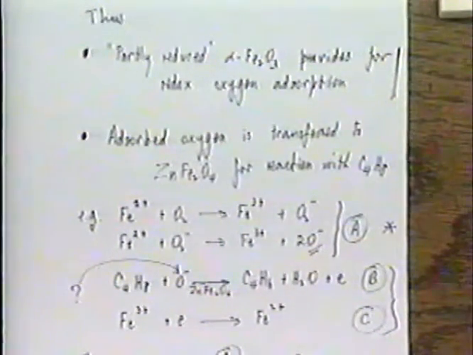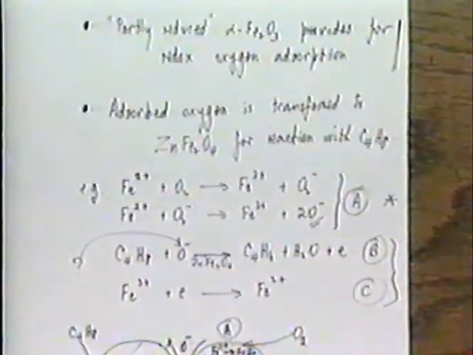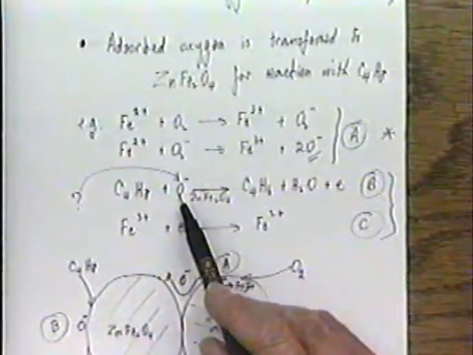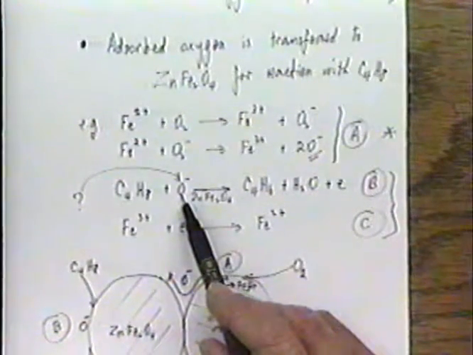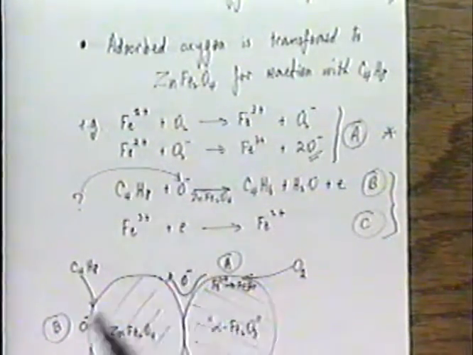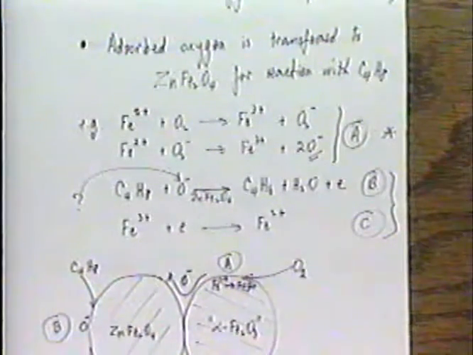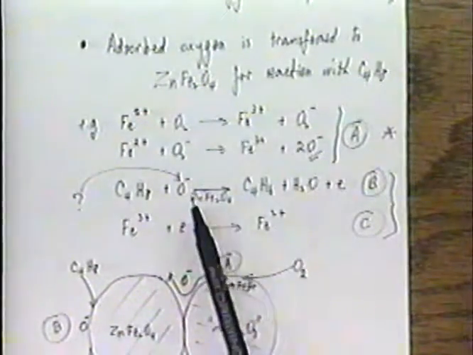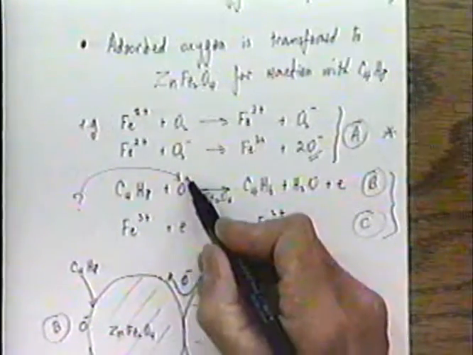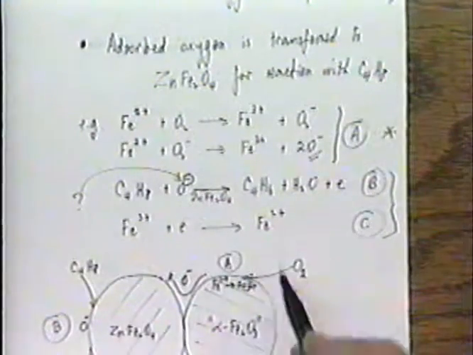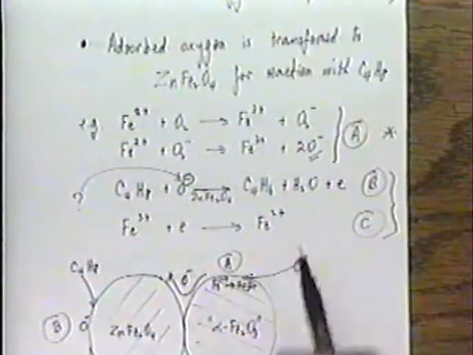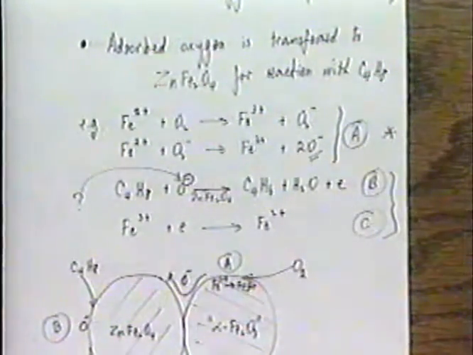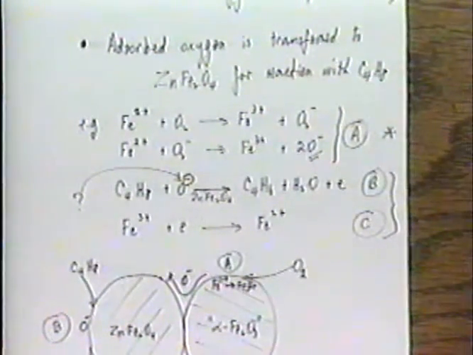The basic catalytic dehydrogenation process is as written here, in which on the surface of the zinc ferrite, an adsorbed oxygen interacts with adsorbed butene, pulls 2 hydrogens off. In the process of that, you've got to ditch the electron somewhere. There's an electron there to be got rid of, and it's got rid of by being transferred back to the Fe2O3 phase, which converts Fe3+ to Fe2+.